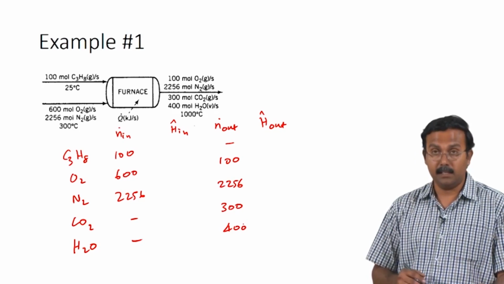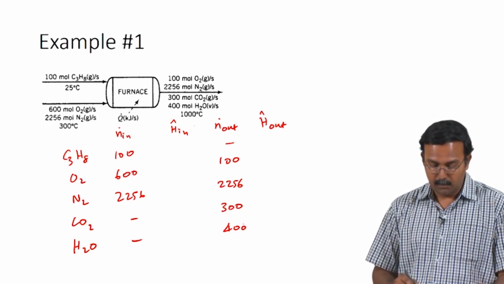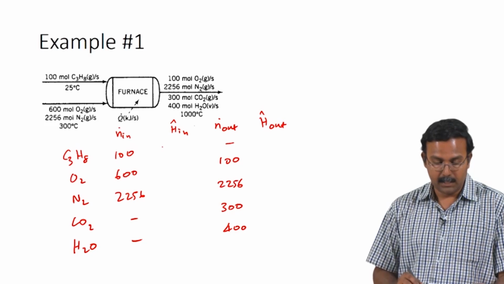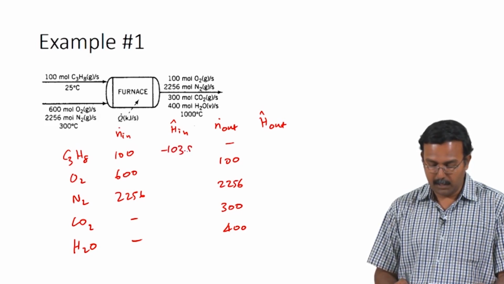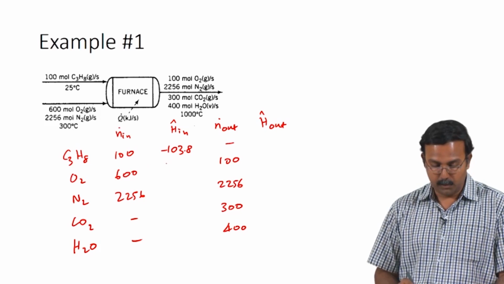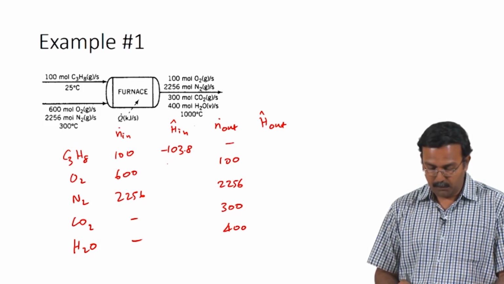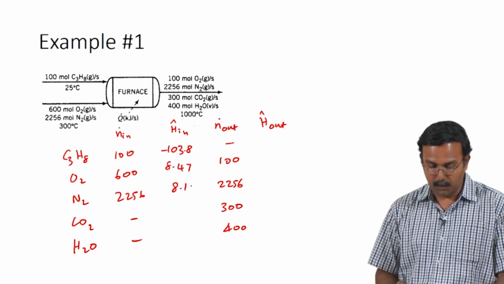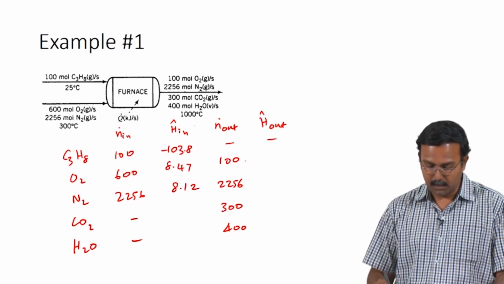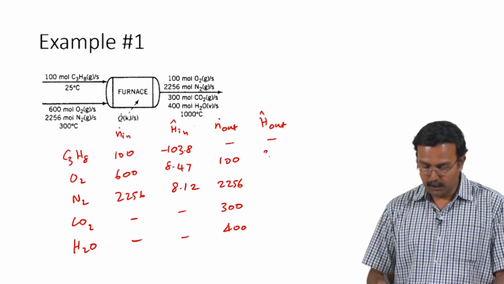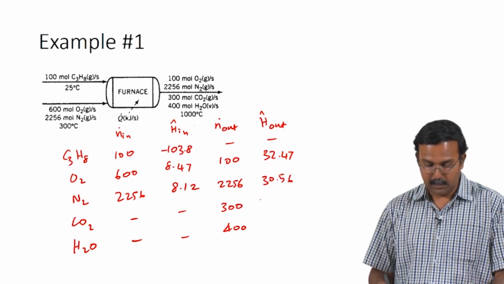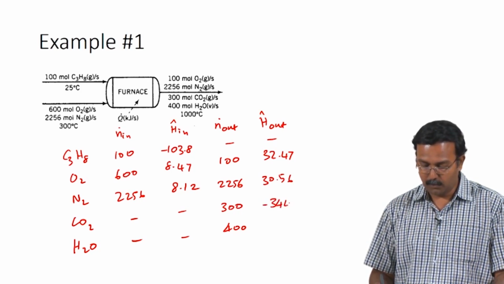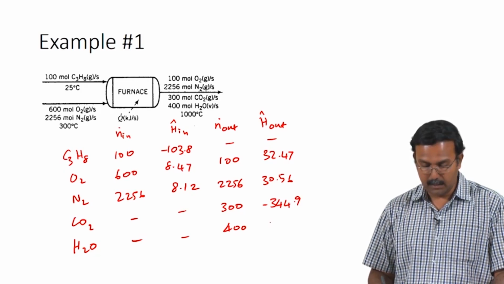So, if we were to plug in the enthalpy values we calculated, we would have H1 cap as minus 103.8, the H2 cap would be 8.47, this would be 8.12, and you have H4 cap as 32.47 and this as 30.56, and we also calculated these values as minus 344.9 and this would be minus 204.1.